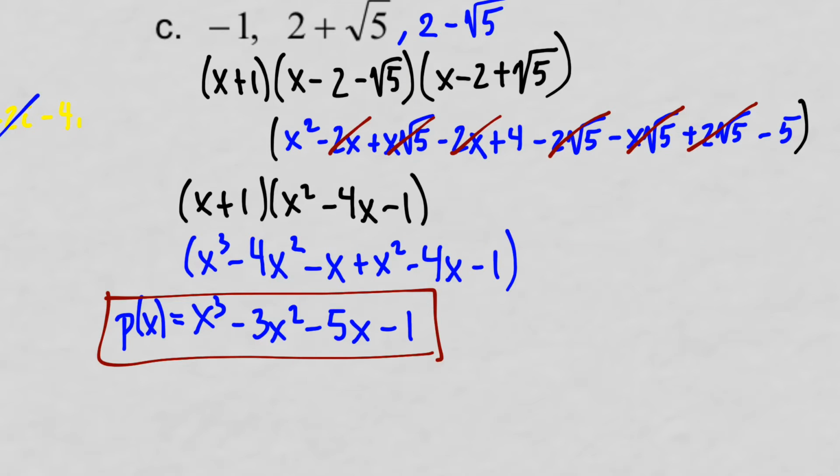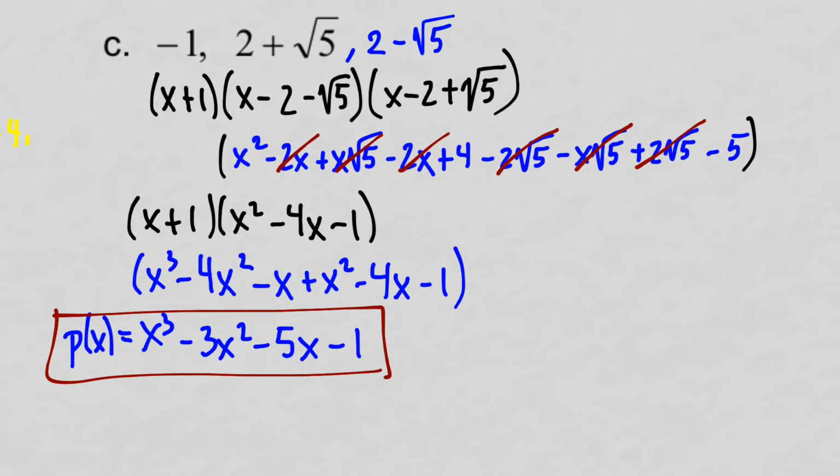Alright, here you go. This is the correct solution for part C. As you can see, I started by writing the 3 factors out for these, including the conjugate. I multiplied these two first. Just like in the last example, the radicals cancel out in this case. X radical 5 and negative x radical 5. 2 radical 5 and negative 2 radical 5 also cancel out.